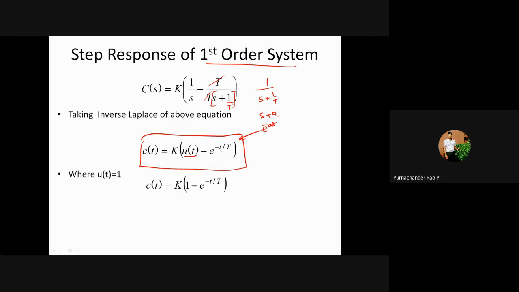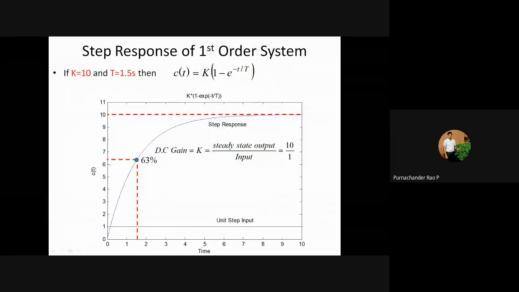When u of t is equal to 1, that is the unit step response, this equation is going to be 1 minus e to the power of minus t by capital T. When t is equal to capital T, this is the time constant of the first order system, so e power minus 1, and this total value is going to be 0.632 times K.